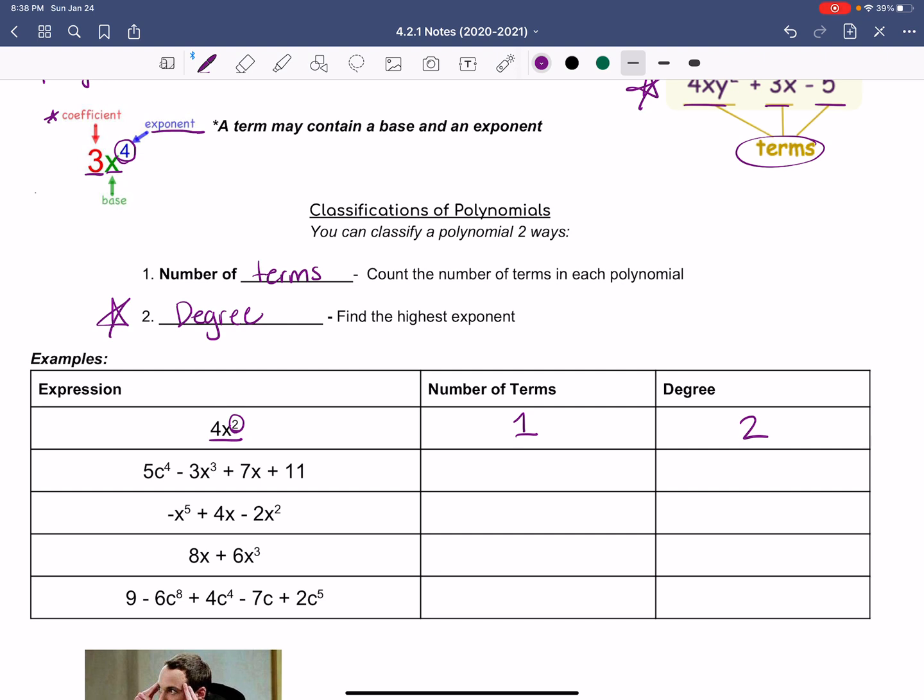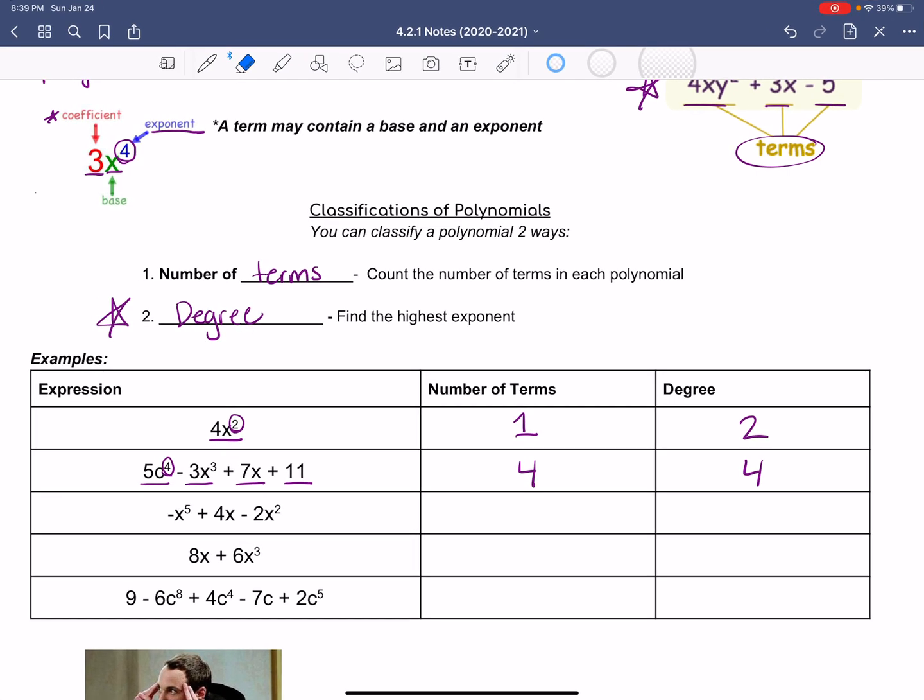All right, let's make it a little bit trickier on ourselves. Let's try that second example. Here we're looking, again, number of terms is how many things are separated by a plus or a minus. So we have 1, 2, 3, 4 things separated by a plus or a minus, 4 terms. And then our highest exponent, in this case, would also be 4. All right, let's go on to that next example.